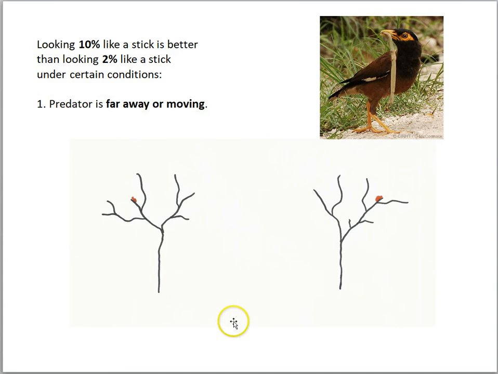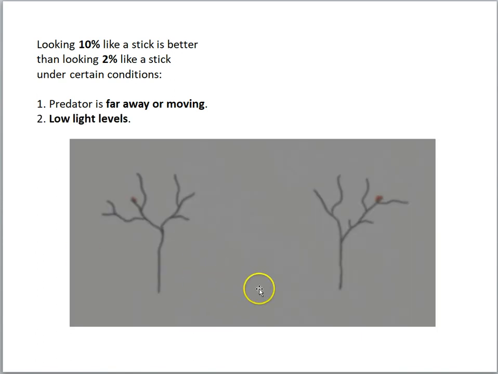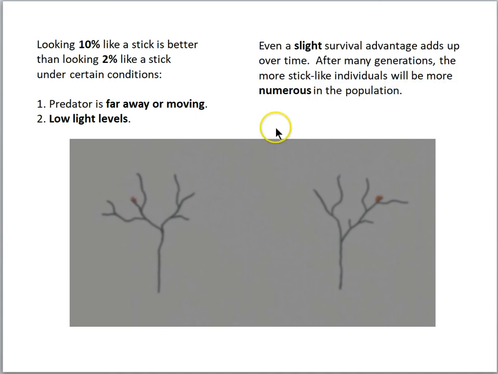For example, if the predator's far away. If the predator were down here, looking in this direction or that direction, it just might be the case that the bird catches a glimpse of the prey over here and not over here. So if the predator's far away or moving, being 10% like a stick might just be an advantage over 2%. Or if there are low light levels, here again, it might just be a slight advantage to be 10% like a stick versus 2%. So Darwin's going to argue that even a slight survival advantage adds up over time. After many generations, the more stick-like individuals will be more numerous in the population.